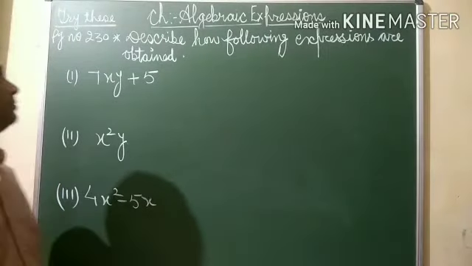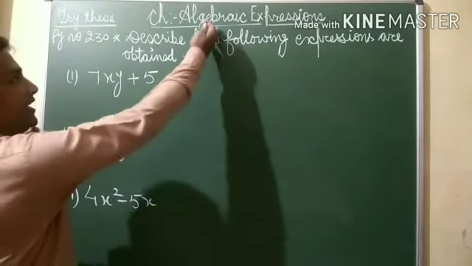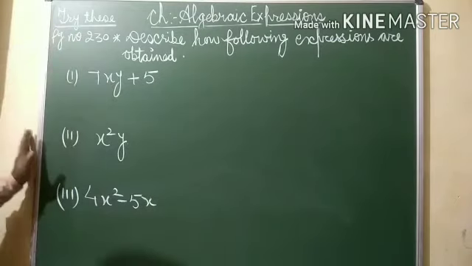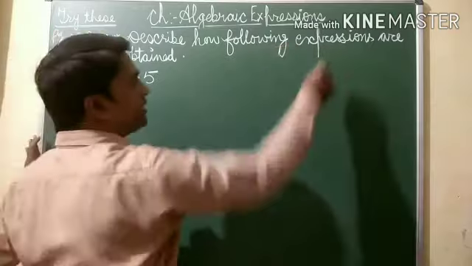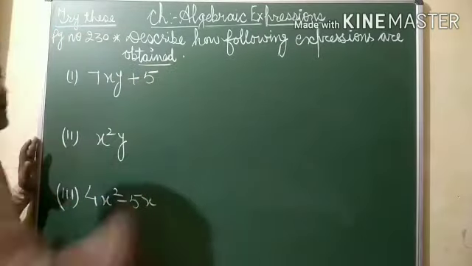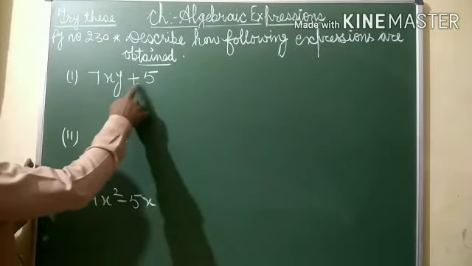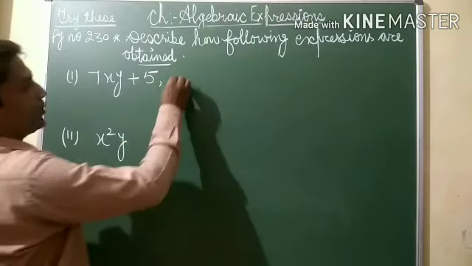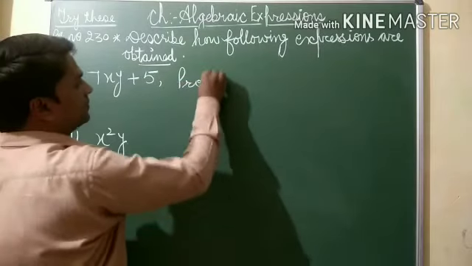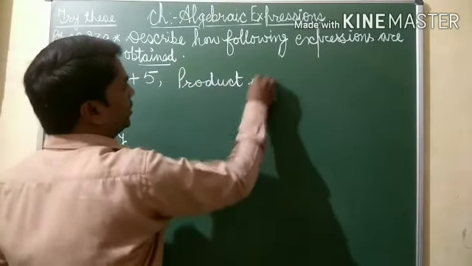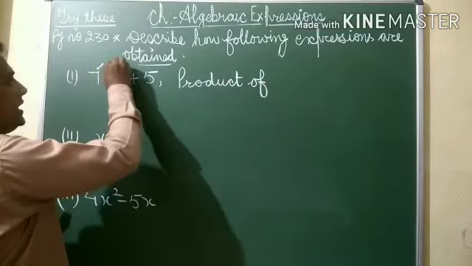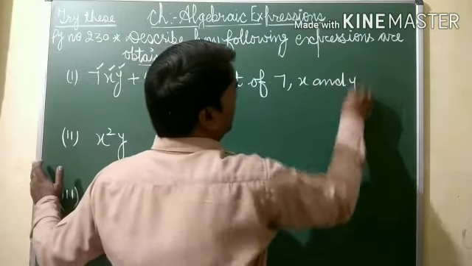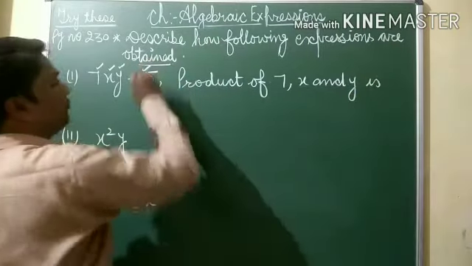Let us do some questions based on various concepts of algebraic expressions. First is Try These, page number 230. Describe how the following expressions are obtained. First is 7xy plus 5. This expression can be stated as the product of 7x and y is added to 5.